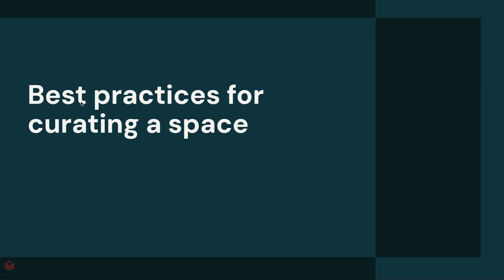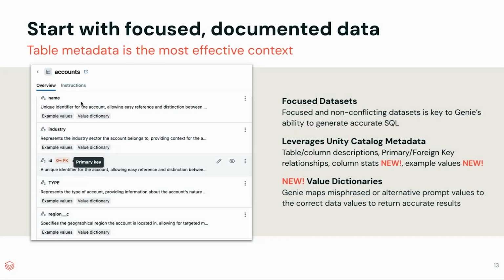So now that we've understood Genie's benefits from a high level, let's go through the actual setup best practices. Again, the first step is to make sure you have a focused data topic defined and to add a tight, non-conflicting data set. This is really key to Genie's ability in generating accurate SQL and being able to reason through your data. Next is to make sure you enrich the context with high-quality table and column descriptions and add in table relationships. This is how Genie is able to map user prompts to the actual values.